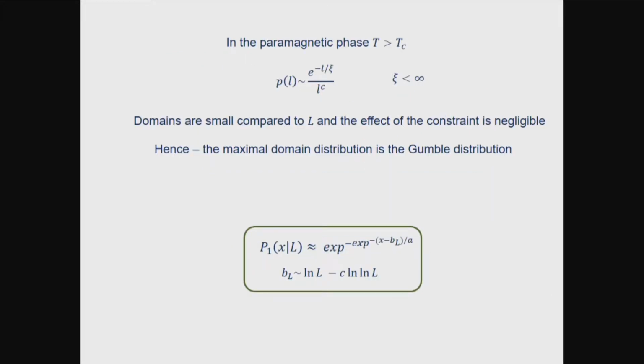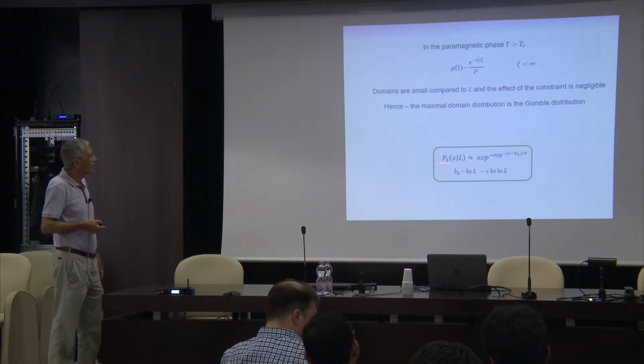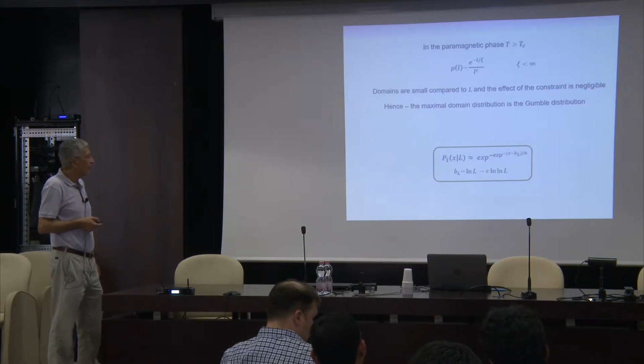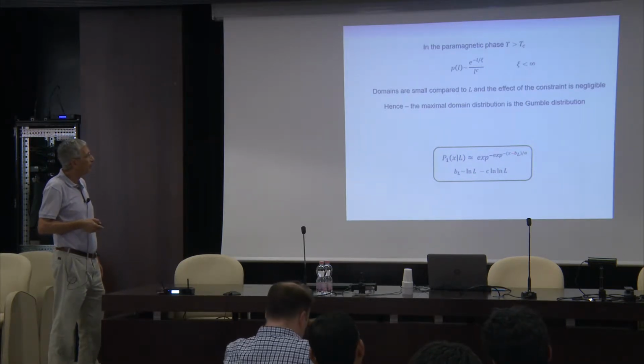And then let me just give you the result. It turns out, and it's very easy to understand, if you are at temperatures larger than Tc, the distribution is just given by this. It's essentially exponential: e to the minus L over xi, where xi is finite. That's in the paramagnetic phase. And therefore, basically, the constraint of the length does not play any real role. These are just small domains. And therefore, one gets the Gumbel distribution, as you usually expect in these things. And this B of L is just log of L plus some correction.